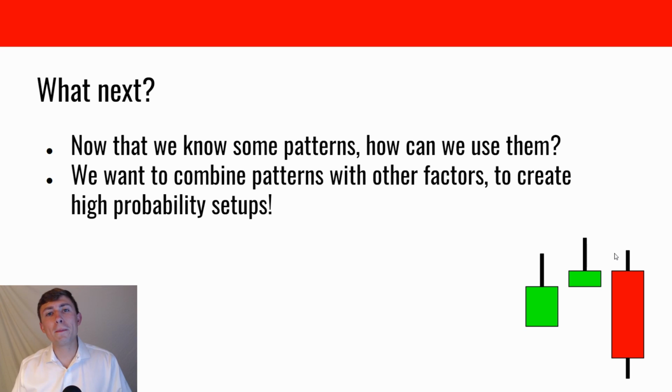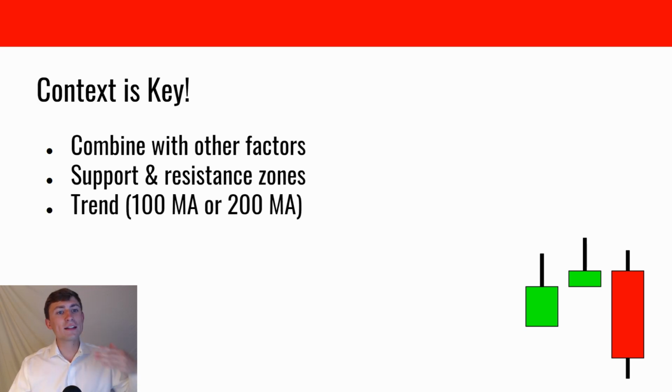So now that we know some patterns, how can we actually use these to our advantage? Well, we actually want to combine some patterns with other factors to create higher probability setups. Remember, as traders, we can't guarantee or know which way the market is going, but we can create scenarios where we have higher probability of success. So a lot of times, one of the best ways to use candlestick patterns is actually to combine it with some better context or some other factors that give us a better chance of being correct about market movements and to create higher probability trades for ourselves.